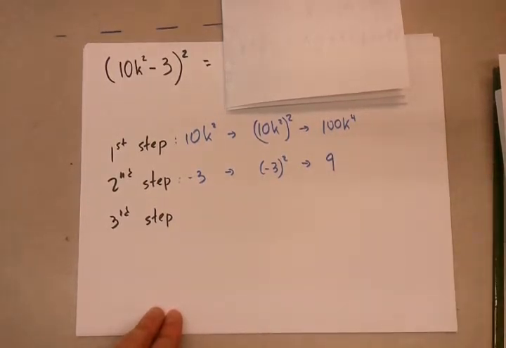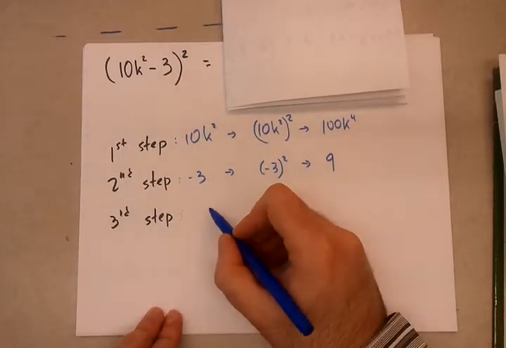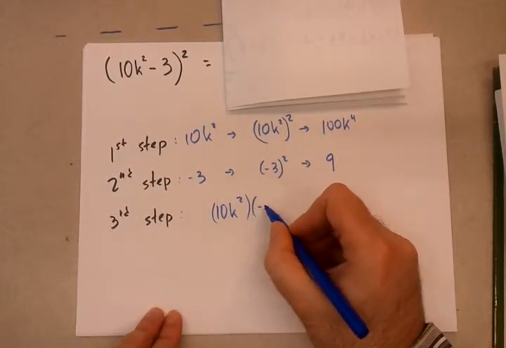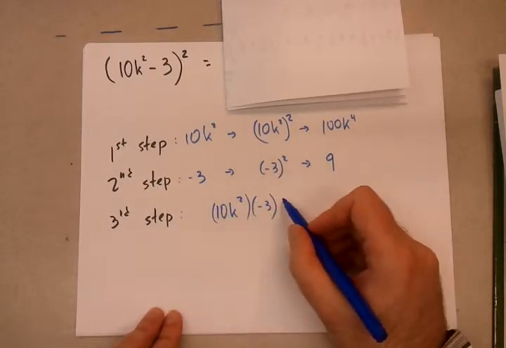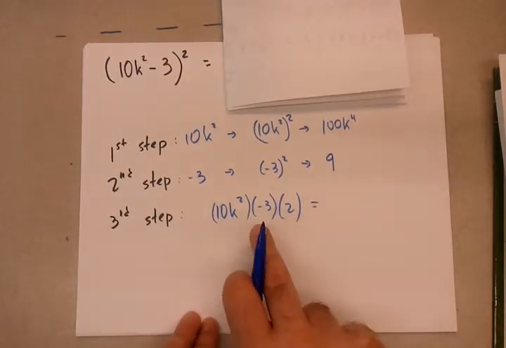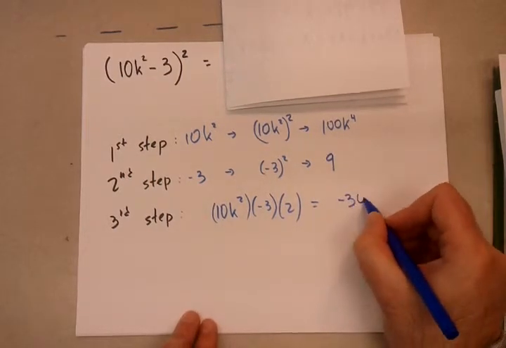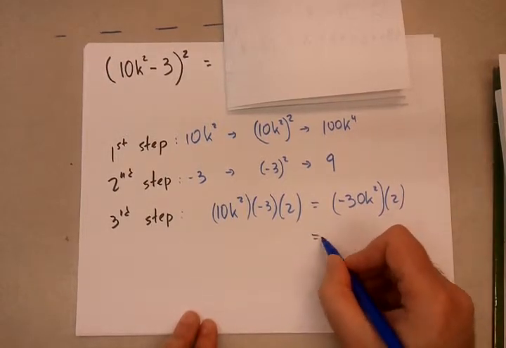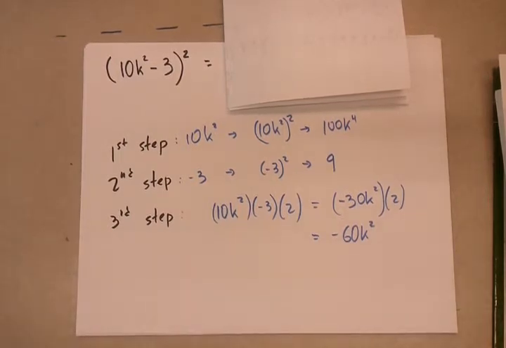And then I'm told, for the third step, to multiply out my two terms. So I'm going to multiply 10k squared and the -3, and then I'm going to double everything. So multiplied by 2, in other words. That gives me -3 times 10k squared, that's -30k squared. And if I double that, I get -60k squared. And that's it, I'm done.